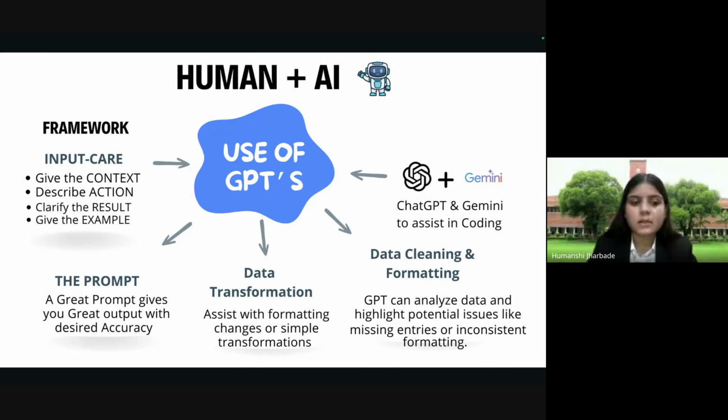Then we have used data. This is where ChatGPT helps with simple transformations and format changes, saving time that would have been taken doing this manually. Then data cleaning and formatting. ChatGPT's strengths shine in analyzing data for inconsistencies or missing entries. Lastly, ChatGPT and tools like Gemini assist coding, making Python scripts for complex transformations or cleaning processes easier and more efficient. Can we move to the next slide?